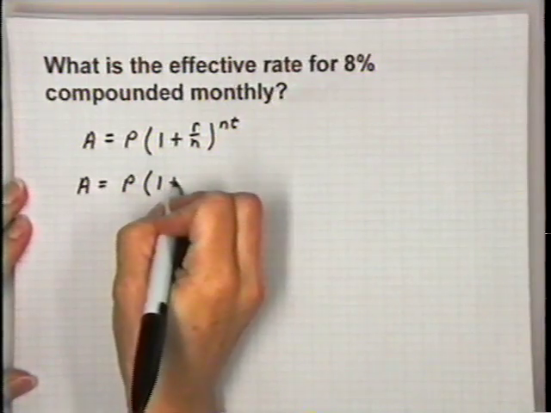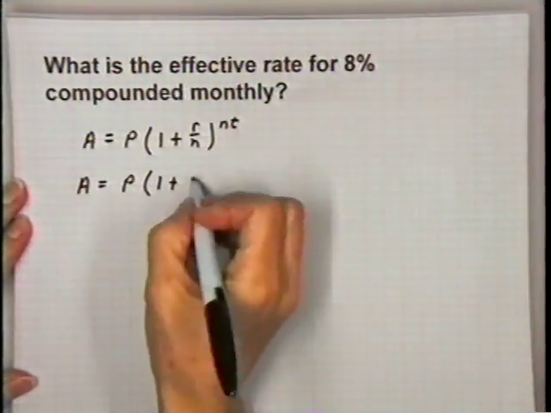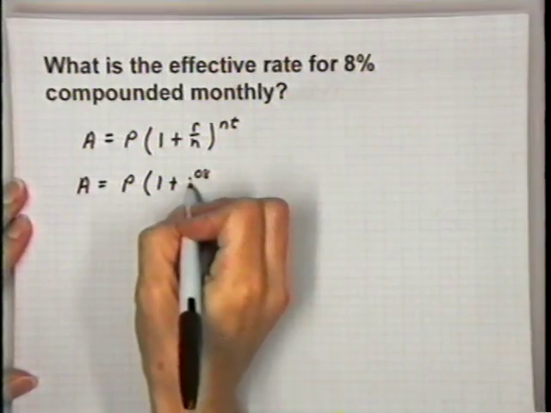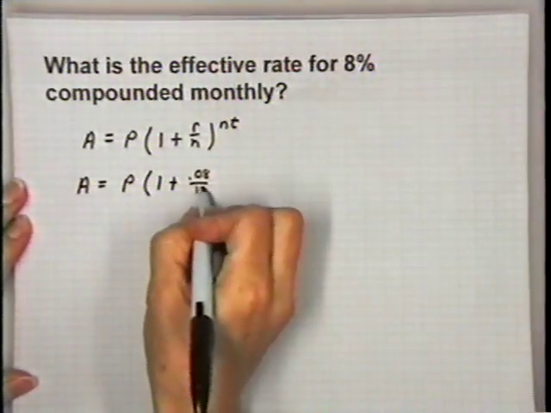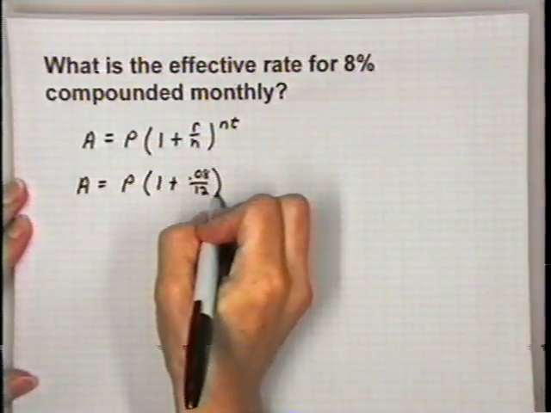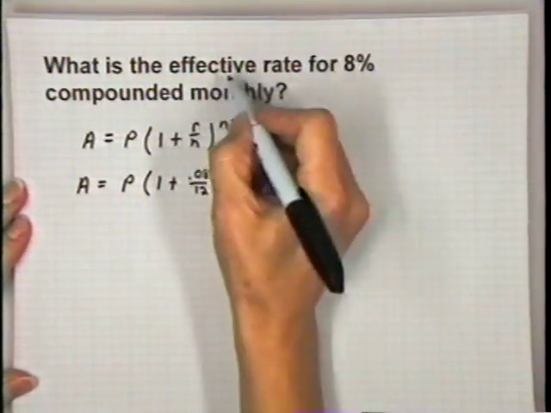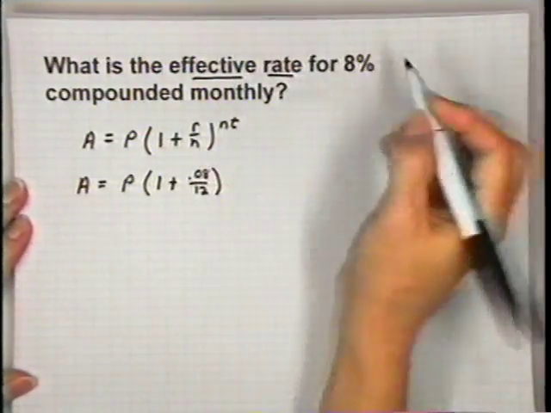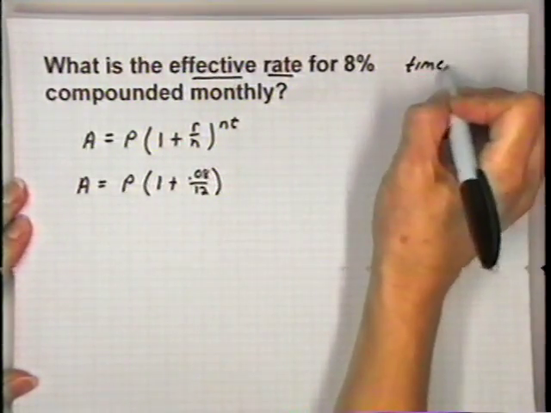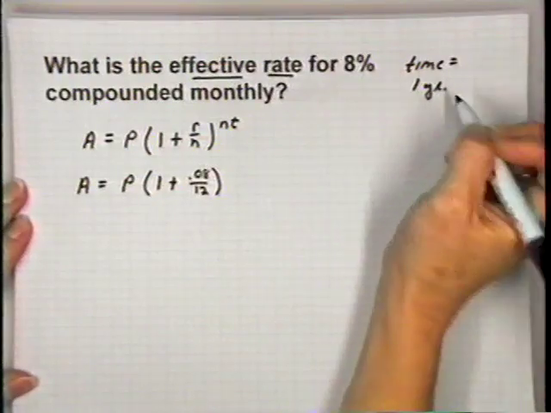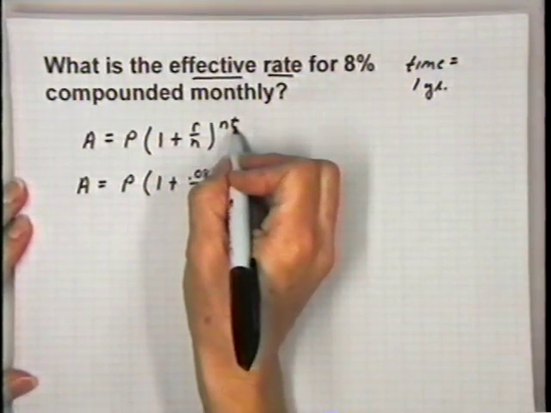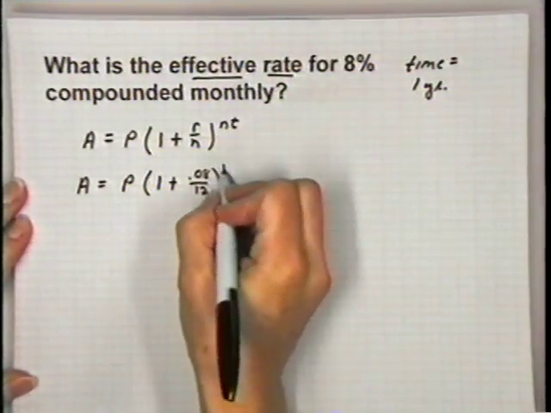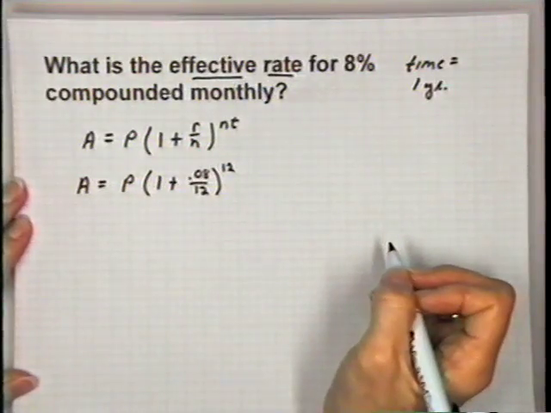But I have 1 plus. What is my R? 8%, so that's 0.08. How often am I compounding? I'm compounding monthly. That would be 12 times a year, so that's divided by 12. Now, if I'm wanting to calculate an effective rate, I want my time to be 1 year. You'll notice he didn't say that, but we're to understand that from the definition of effective rate. So if my T is 1 and my N is 12, this exponent is going to be 12, isn't it?